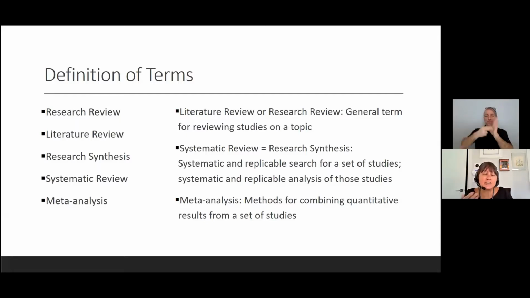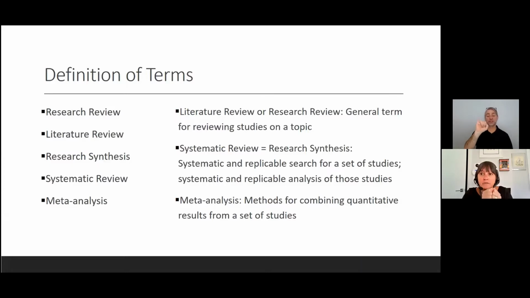I usually reserve the term literature review or research review as a more general term to refer to efforts to just review studies on a topic. I use that term when we think about the typical literature review that might occur at the beginning of an empirical study. And I reserve the terms systematic review and research synthesis. I think about those as synonymous.